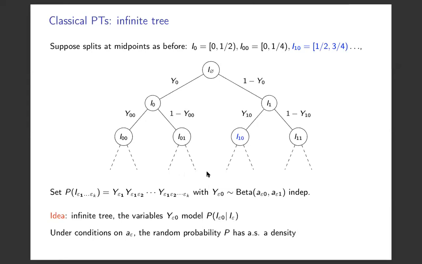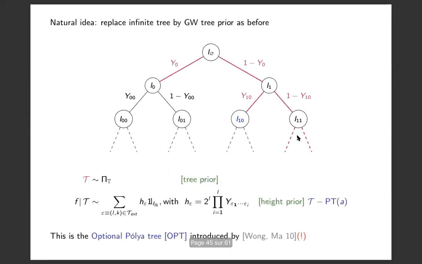All right, that's the classical Polya tree, but we could do the same as we did before, just cut the infinite tree using a random tree. What we can do is sample the tree, the magenta tree here, at random, for instance using the Galton-Watson type prior.